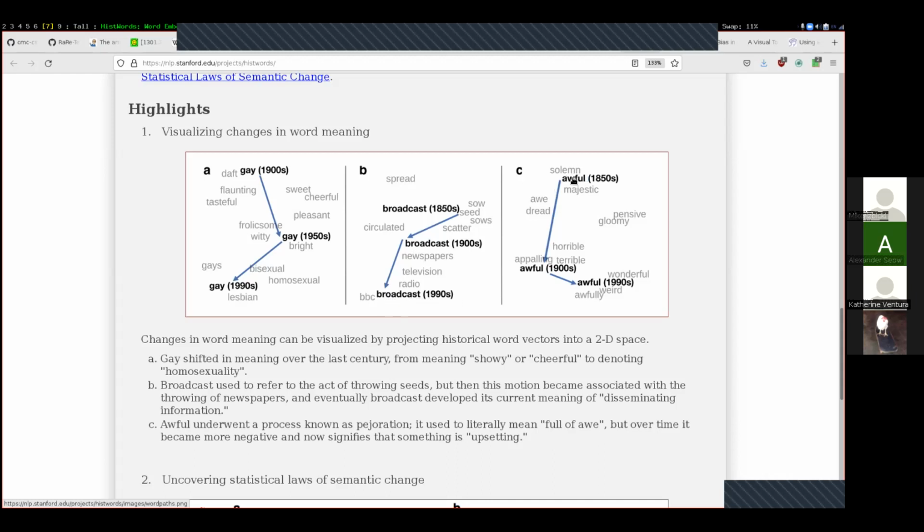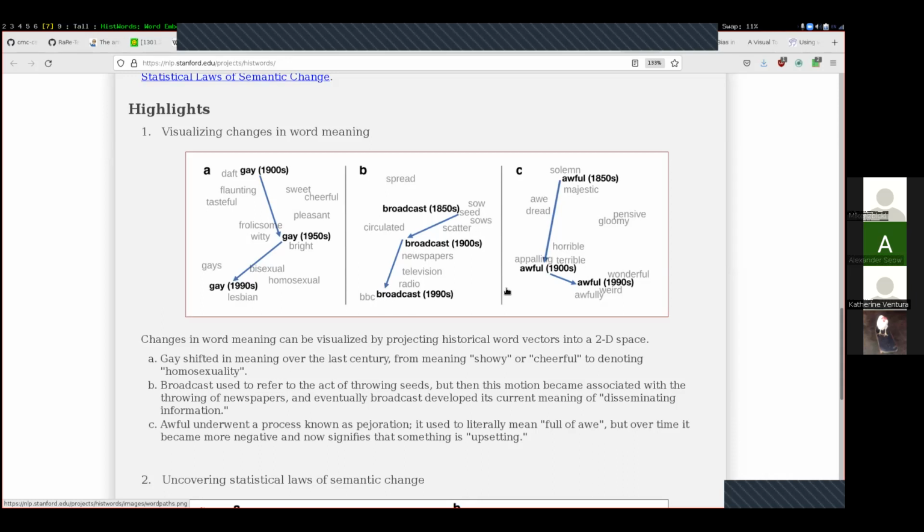Another word, awful, in the 1850s was associated with religious things, God somehow, solemn, majestic, awe. Then in the early 1900s it became a bad word: appalling, terrible, horrible. And now it has switched meanings to a positive word: wonderful, weird, awfully. So we can see exactly when those changes happen using these word2vec projections.